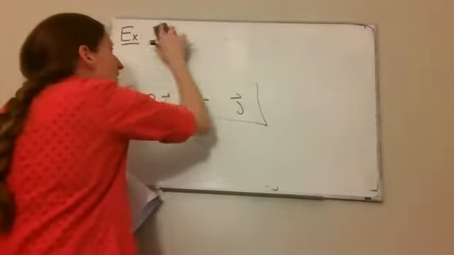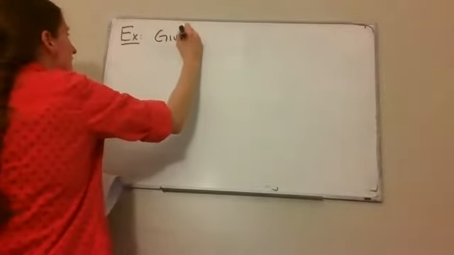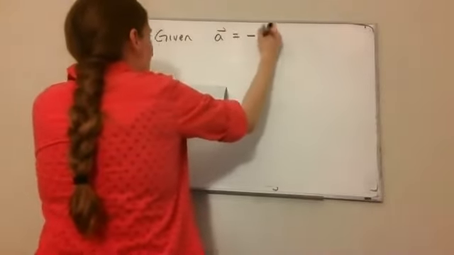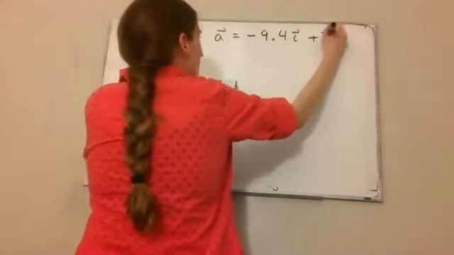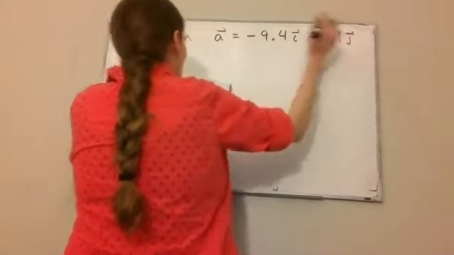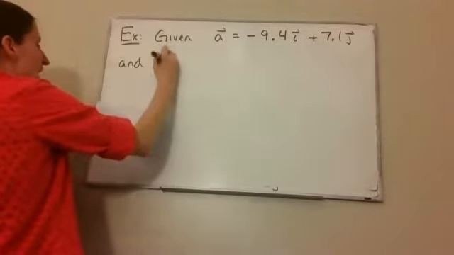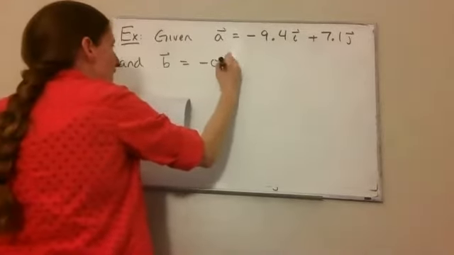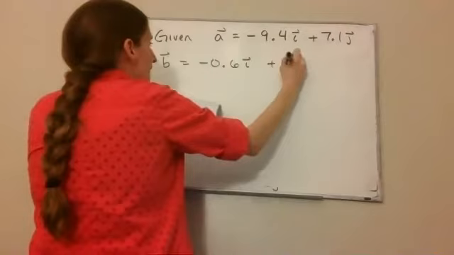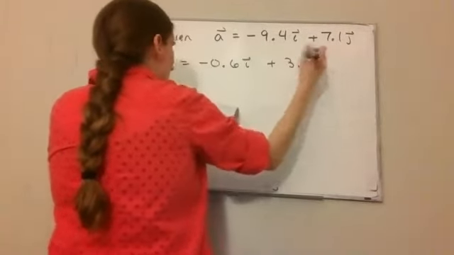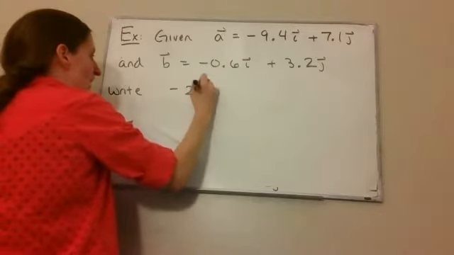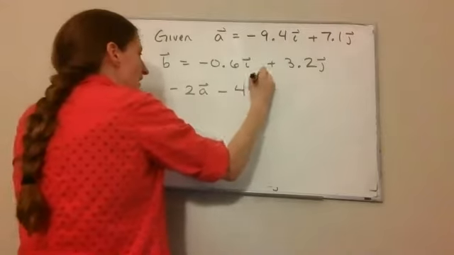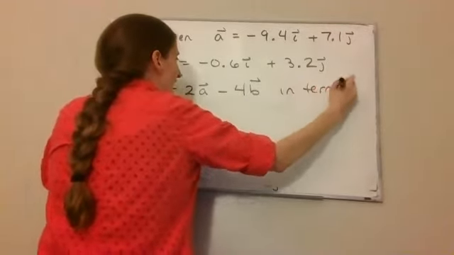Let's do another one that's a little bit more involved. Given vector A is negative 9.4 I plus 7.1 j, and B, which is negative 0.6 I plus 3.2 j, let's write negative 2a minus 4b in terms of I and j.